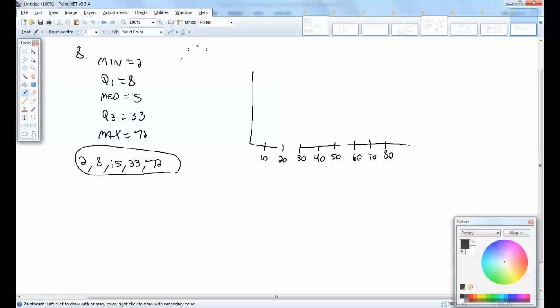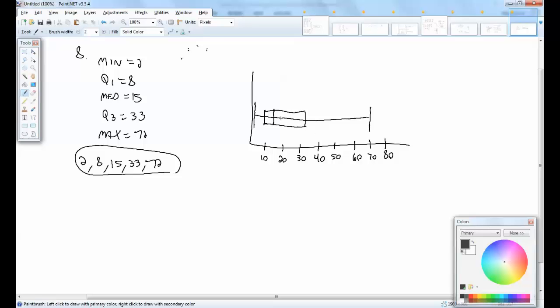Okay, so we're going to draw a vertical line at our minimum value, 2. Doesn't matter how high or how low. Our maximum value is 72, so I'll draw a vertical line there. Now these vertical lines will be a little bit taller than our normal ones. And then there's a line that goes between them. Now we also draw a vertical line, a little smaller one, at our quartiles, at 8, which would be right here, more or less. 15, which would be right here. And 33, which would be more or less right there. And then you draw a box connecting those.